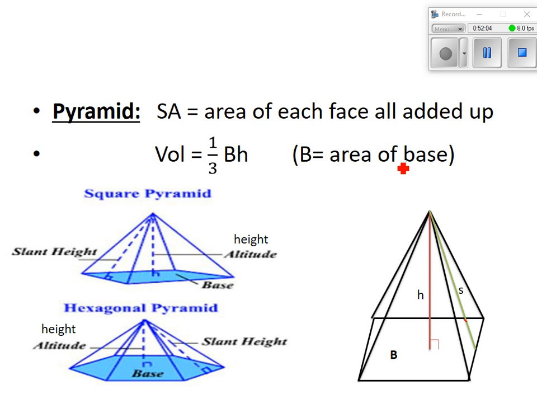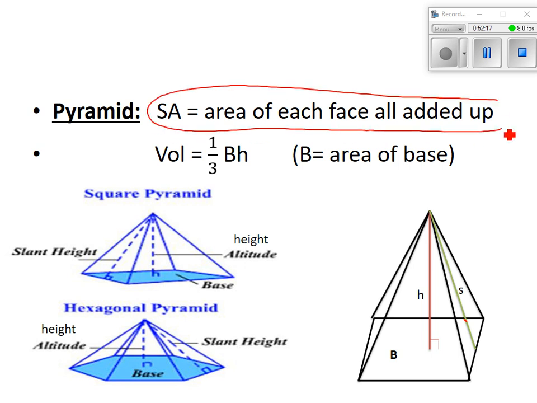Pyramids. For a pyramid, there is a formula for surface area. We're not gonna learn it because it's a pain in the butt, all right? Surface area, you're gonna do what we were just doing with surface area of all the prisms. You find the area of each face and add them all up. To do that, you might wanna write down, for a triangle, what's the formula for area of a triangle? Base times height divided by 2.